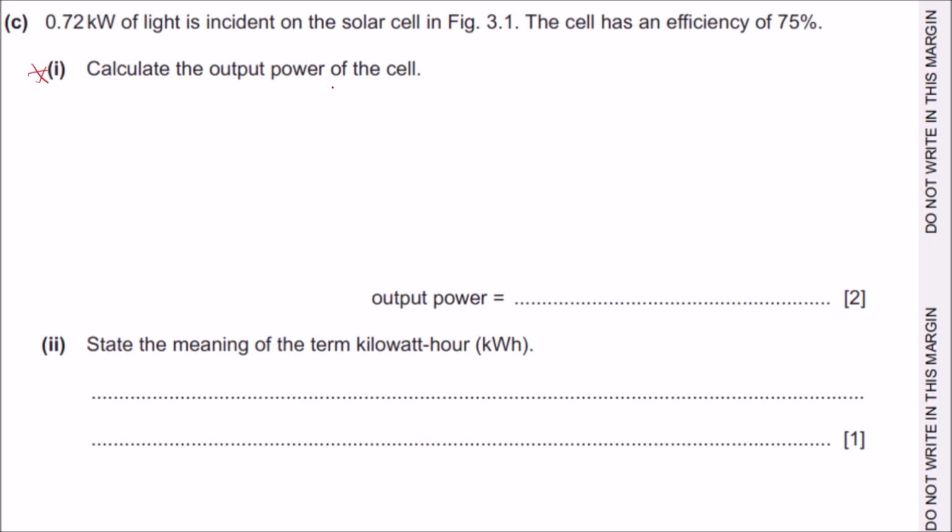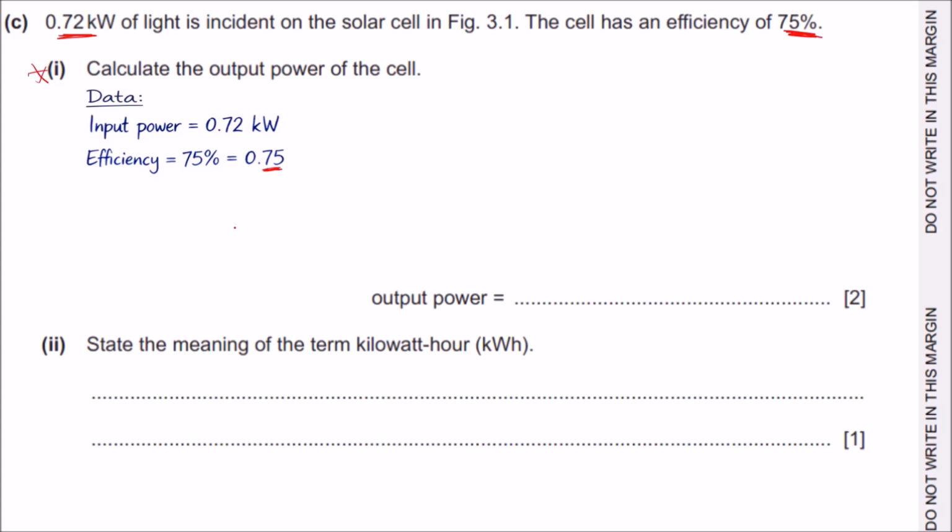So I prefer selecting data, then we do the selection of the right equation. So what are we given? We are given input power 0.72 kilowatts and we're given the efficiency as 75%. I always prefer reducing my efficiency to decimal because it makes the equation easier to deal with.